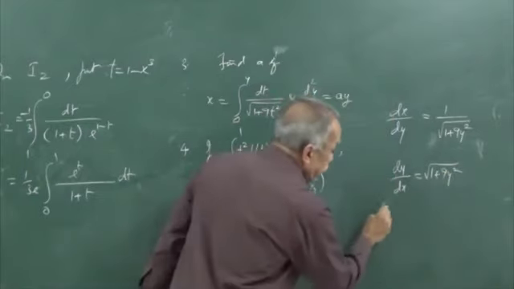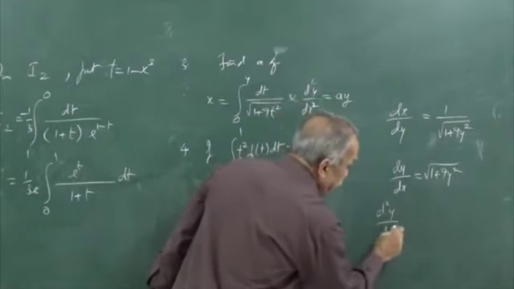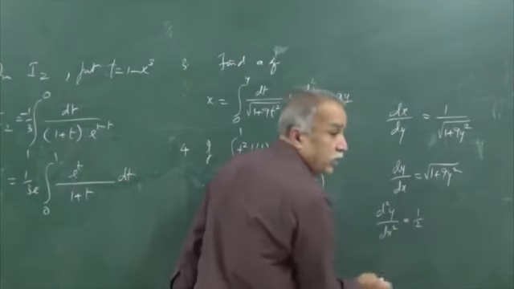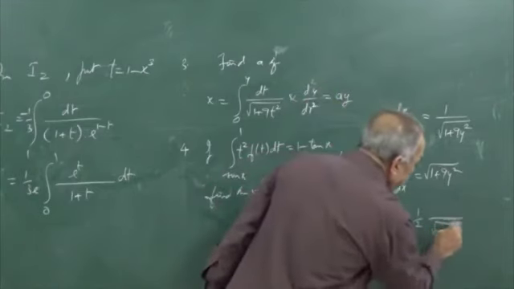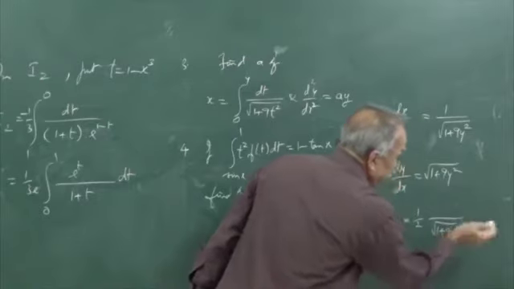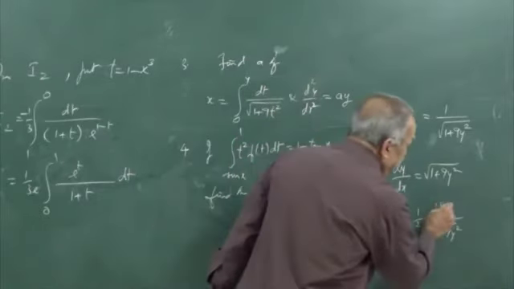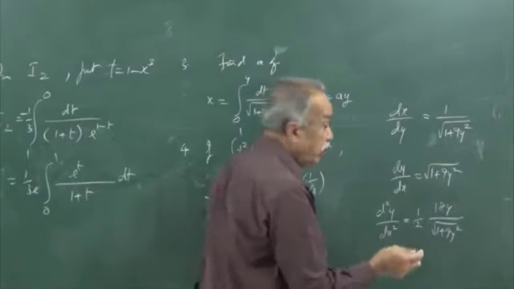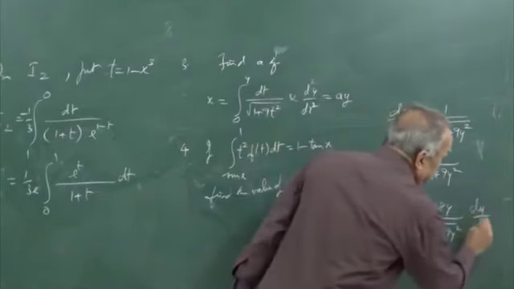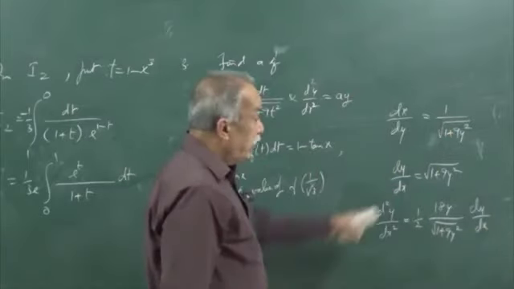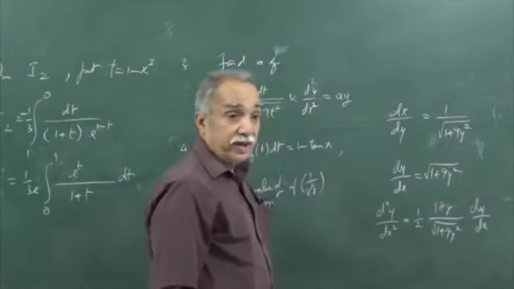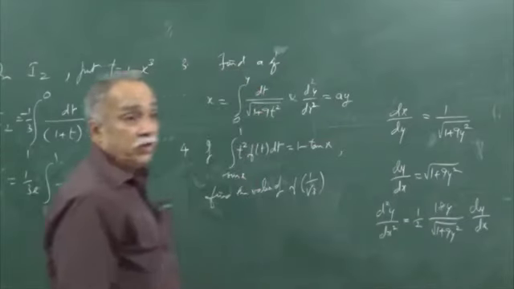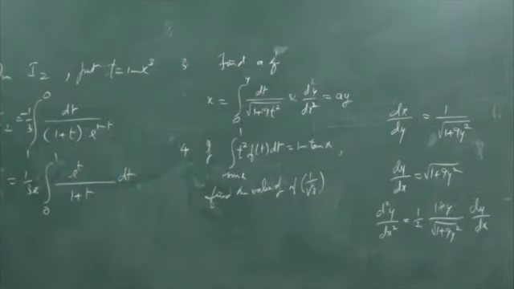Therefore, what is d square y by dx square? It will be half to the power minus half, 1 by root of 1 plus 9y square, into derivative of 9y square, 18y, into, since you are differentiating with respect to x, not with respect to y, dy by dx. But you know dy by dx is root 1 plus 9y square. Apply that, you will be able to read the value of a. Okay.